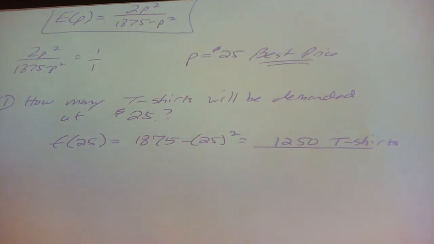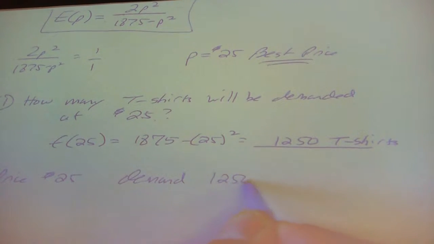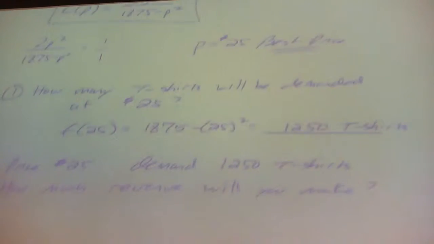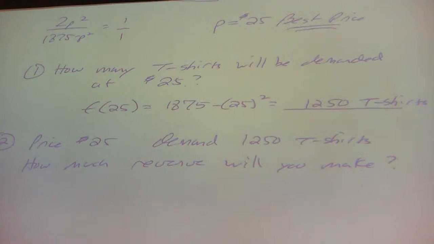The last question. You know that the best price is $25, and you know the demand is 1,250 t-shirts. The last question is, how much revenue will you make? So if I know that the best price to charge is $25, and I know that I'm going to sell 1,250 t-shirts, I can then figure out my revenue.